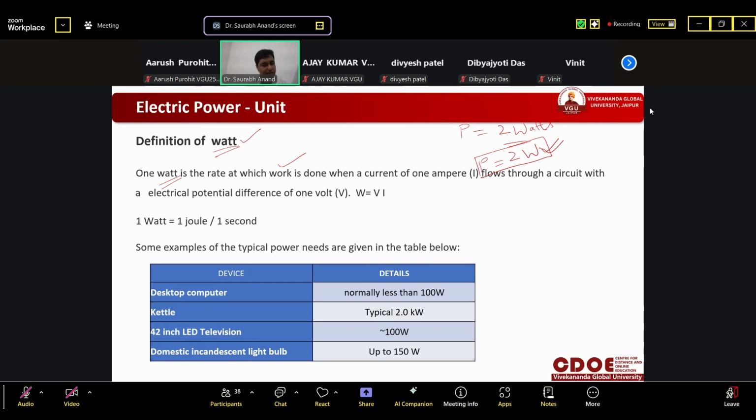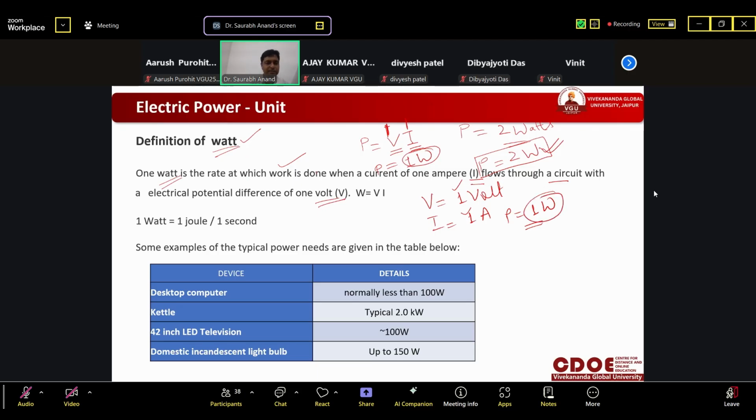So 1 watt is the rate at which work is done when a current of 1 ampere is flowing through a circuit with an electrical potential of 1 volt. Clear? So P is equal to VI. Whenever we put V as 1 and I as 1, then power will be 1 watt. How did we get this value 1 after putting V and I? V is 1 volt and I is 1 ampere. So after putting V and I as 1, we got P is equal to 1. What 1? 1 watt. So this is the definition of 1 watt.